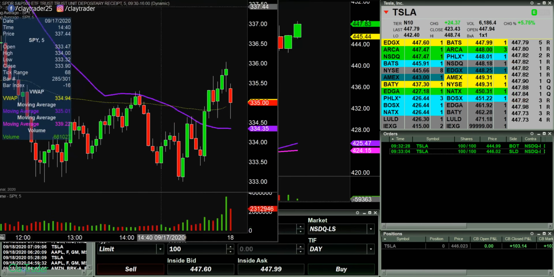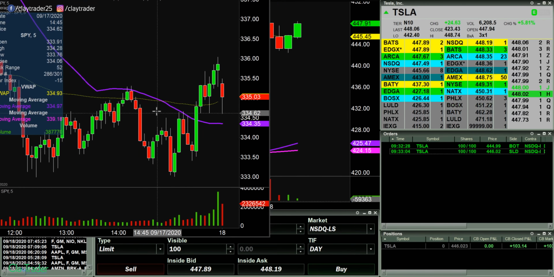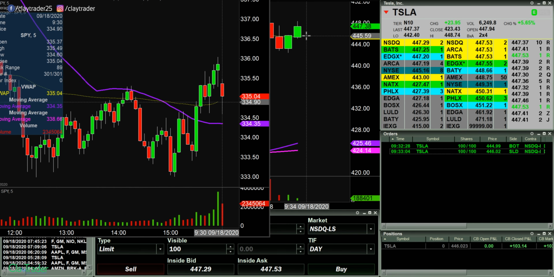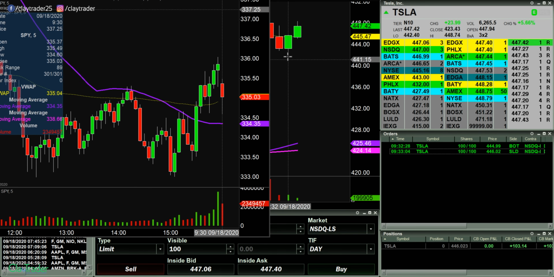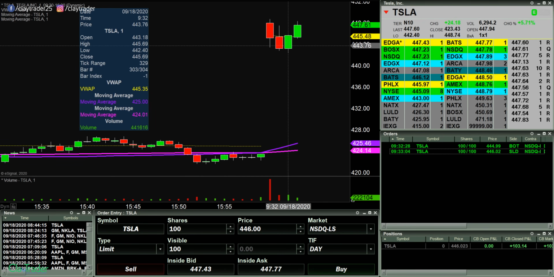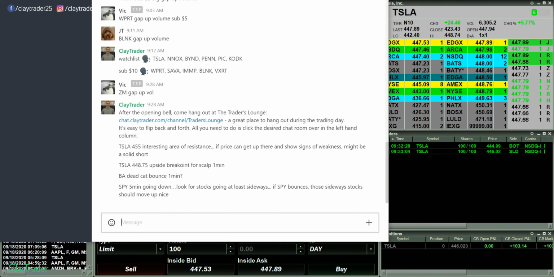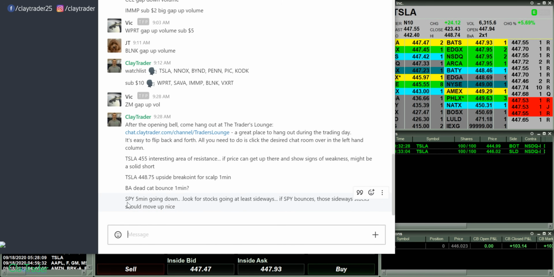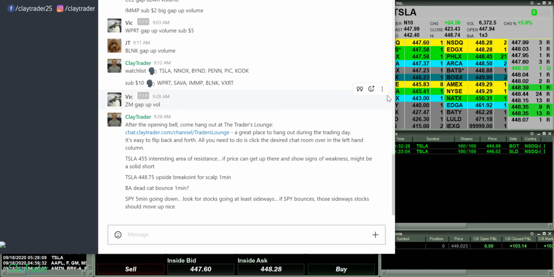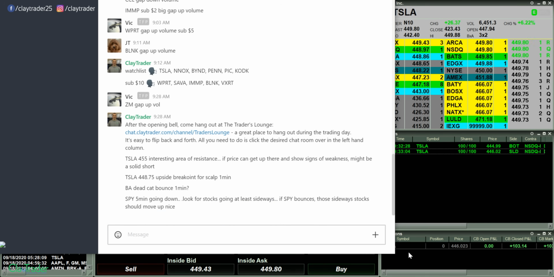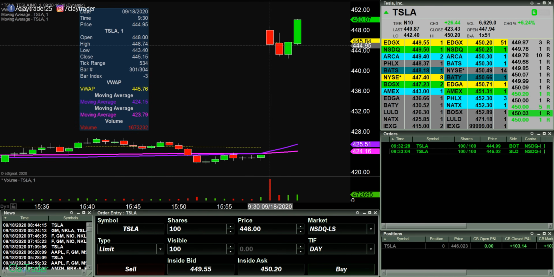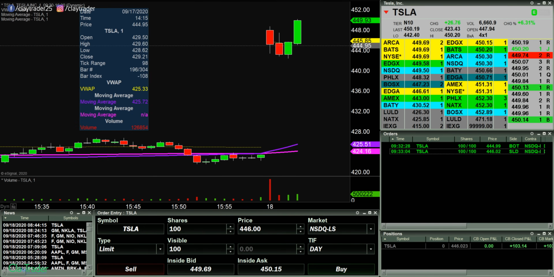And you can see right here, the SPY did indeed start to bounce. So that lower shadow there, as they're called, started to bounce. And then Tesla bounced a whole lot more than even the SPY did. So right there, it played out. And just to show you how that all worked, in the chat room right there: SPY 5-minute going down, look for stocks going at least sideways, which is exactly what Tesla was doing. If SPY bounces, those sideways stocks should move up nice. And look at that with Tesla. Boom. There it goes.